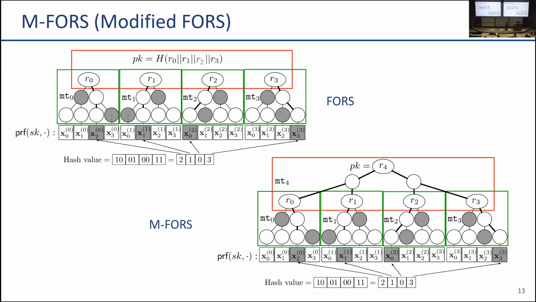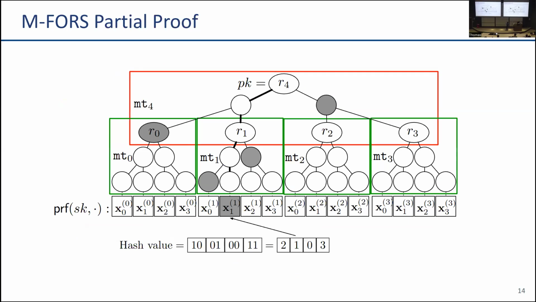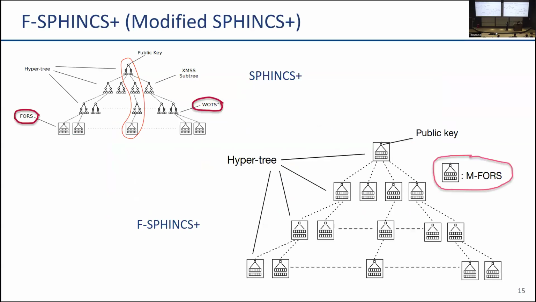First change is to FORS. For FORS, we only change the top part. Instead of making a hash one by one, we replace it with a small Merkle tree. That's a minor change, but this minor change allowed us to make a partial proof. So the zero knowledge proof only needs a few nodes to get to the root without proving it step by step.